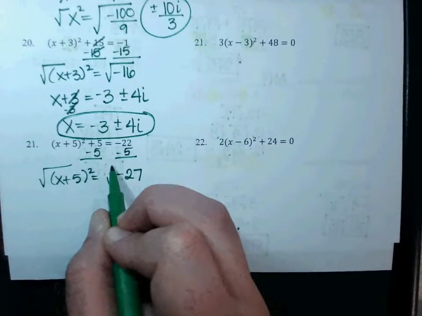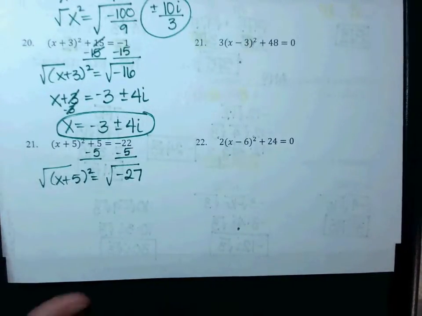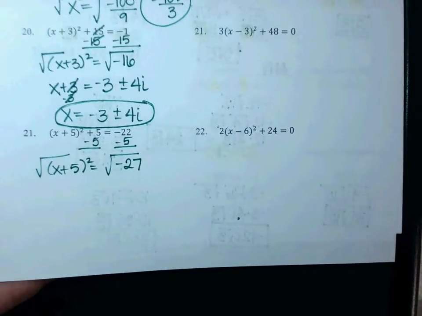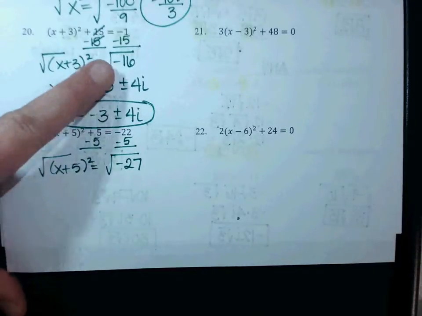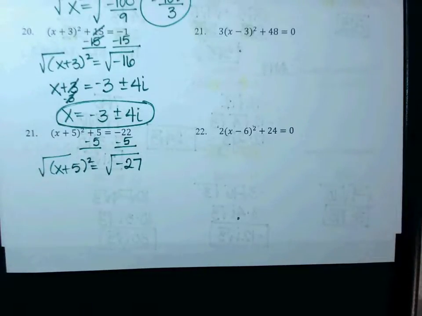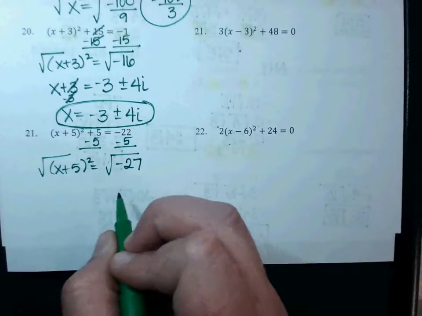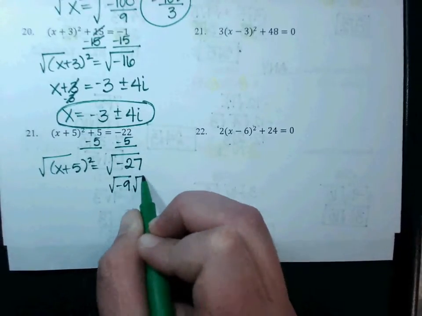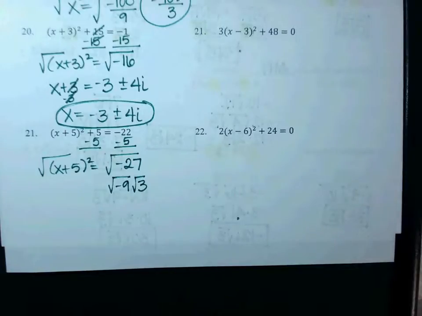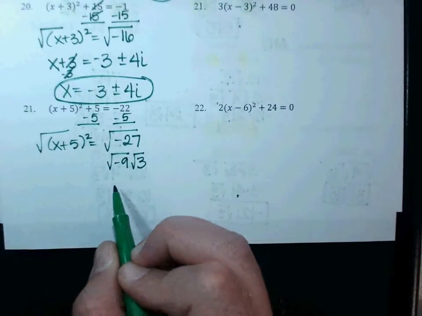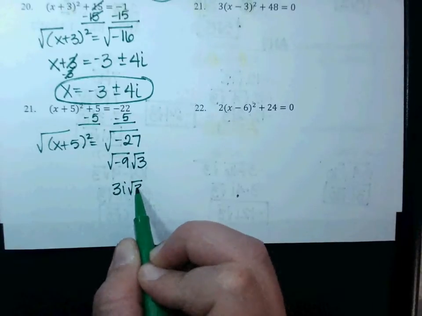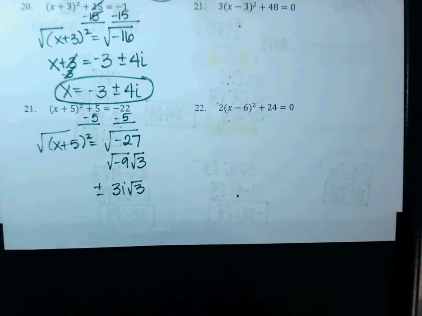Okay, this is important. On the front, we learned how to break 27 down. Is 27 already perfect? No. Now 16 was, but that's not. So we're going to have to break it up into 9 times 3. Good. So I would break that up into negative 9 times 3. And then what is the square root of negative 9? So 3i root 3 with a plus minus still in the front.